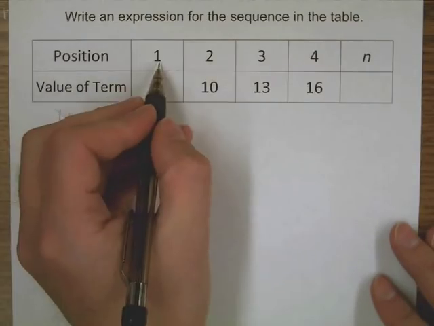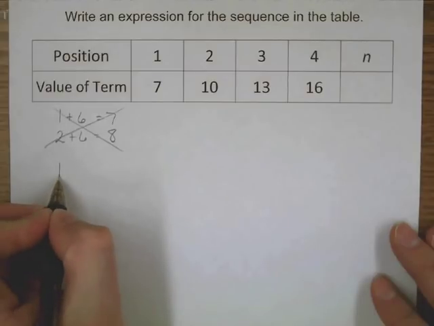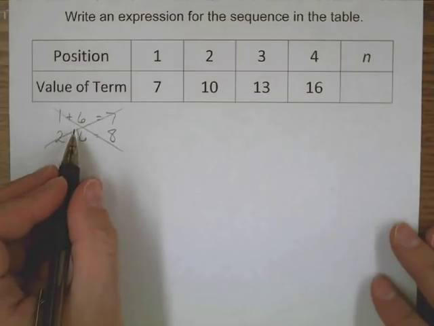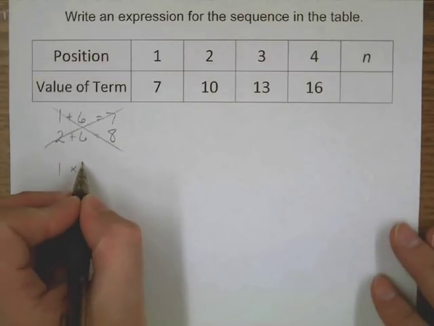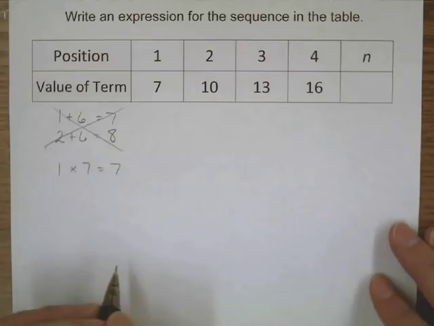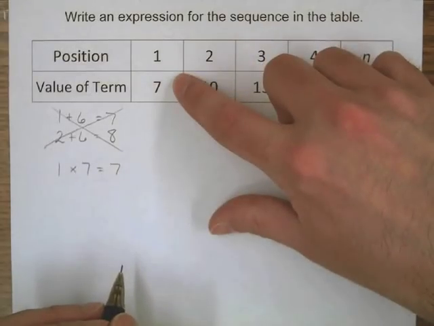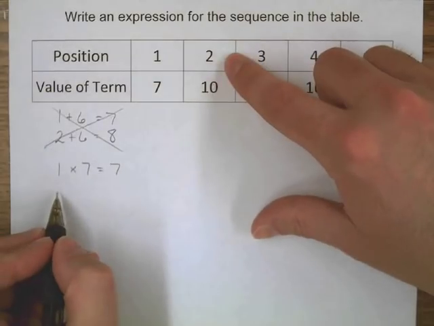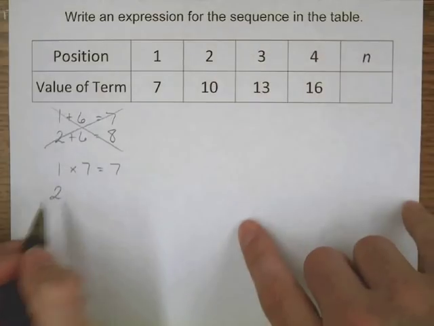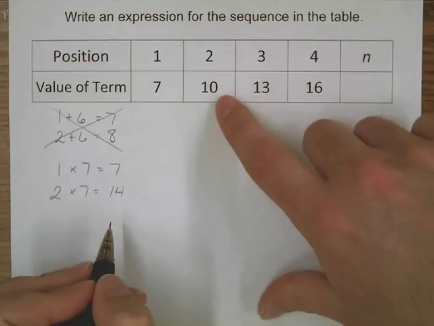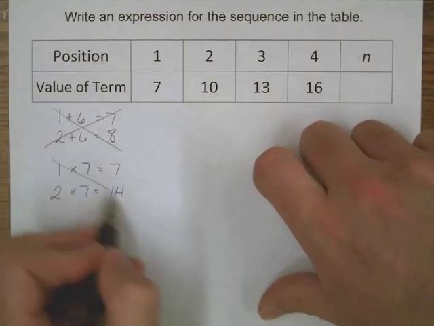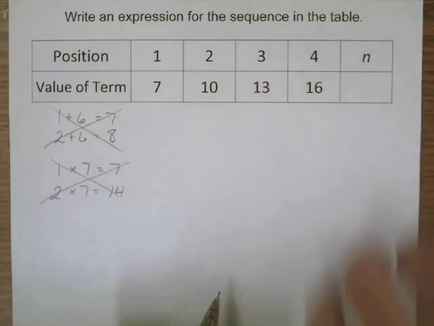I'm going to start with position 1 again, and I'm going to think, maybe instead of adding 6, it's a multiplication operation. So I'm going to multiply by 7, and I get 7. Okay, that's working so far. Let's try it now for the second position. 2 times 7 is 14. Well, again, I was looking for 10. That's not going to work.